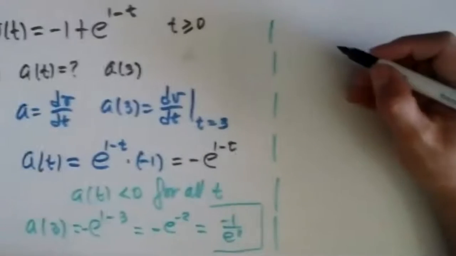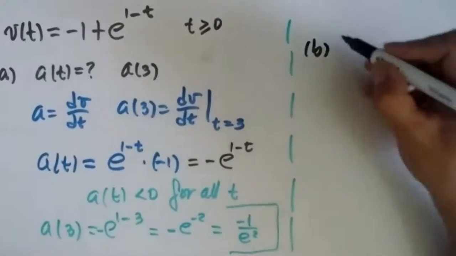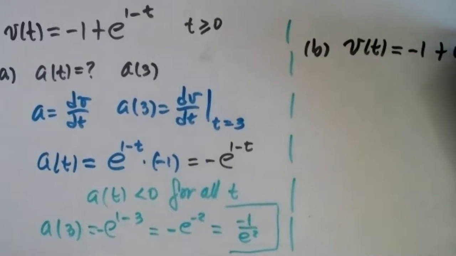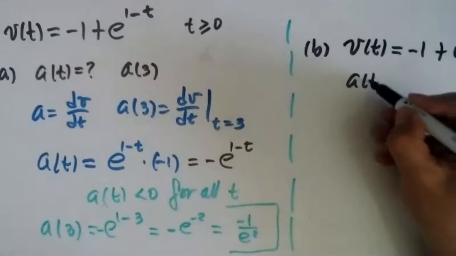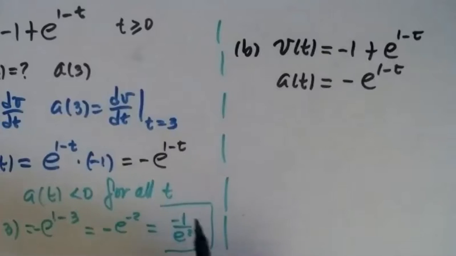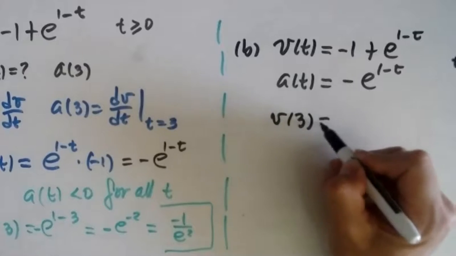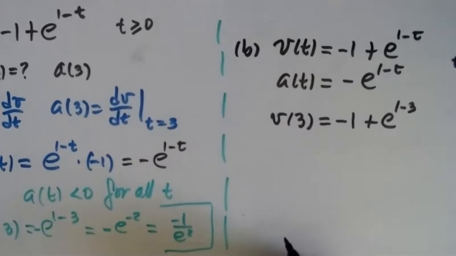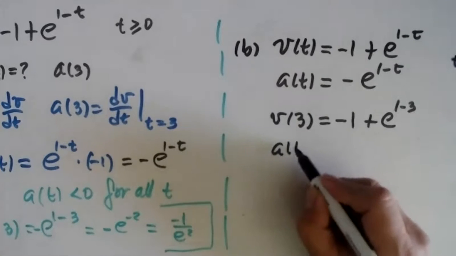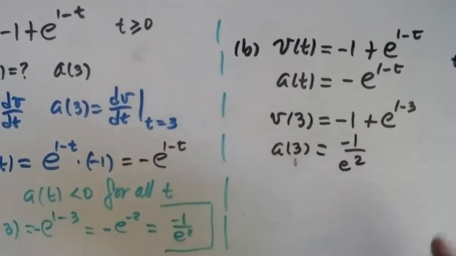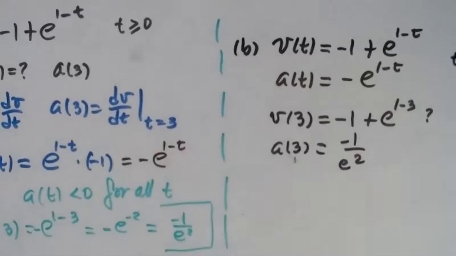Velocity of t is -1 plus e to the 1 minus t. The acceleration is negative e to the 1 minus t. And the point is at t equals 3. So we have to evaluate v of 3, negative 1 plus e to the 1 minus 3, and a of 3, which we know is negative 1 over e squared. Now, what about this one? Positive or negative?